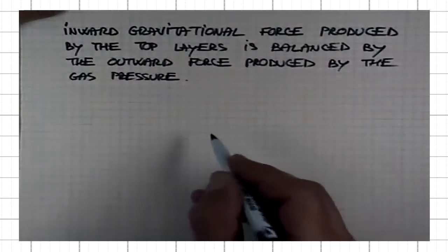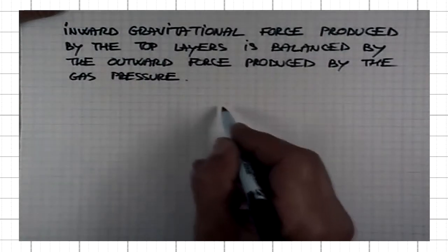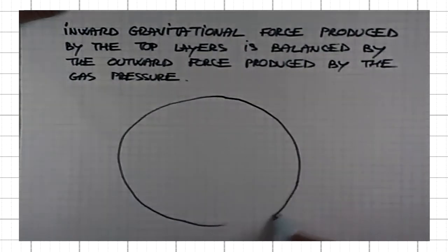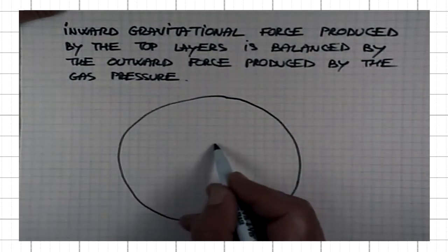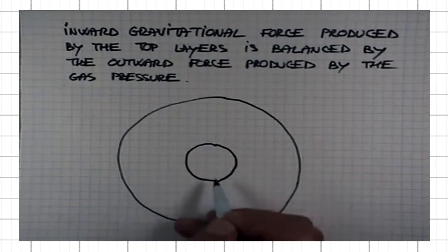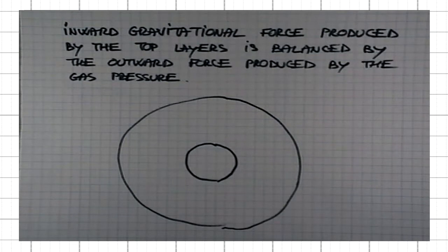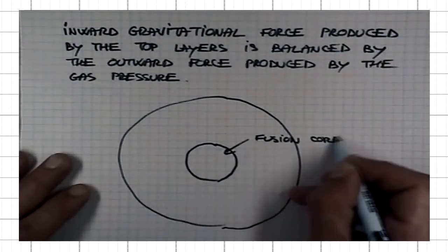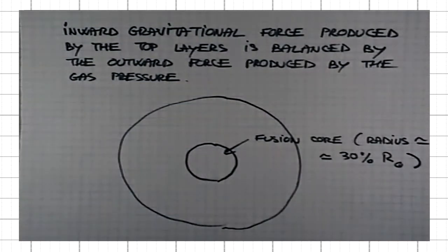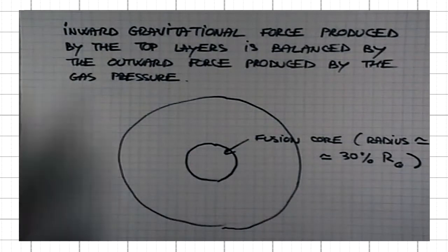So let me make a cross-section of the sun. And here is the fusion core. Its radius is about 30% of the sun's radius. Now, that energy that is produced in the fusion core eventually makes its way out to the surface.